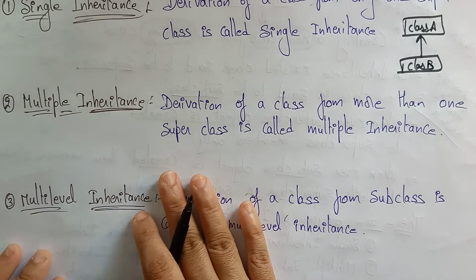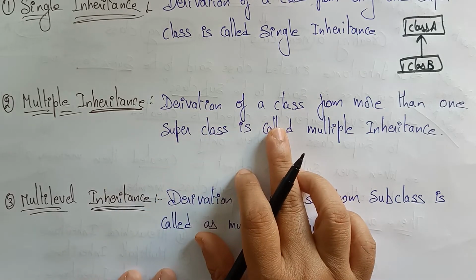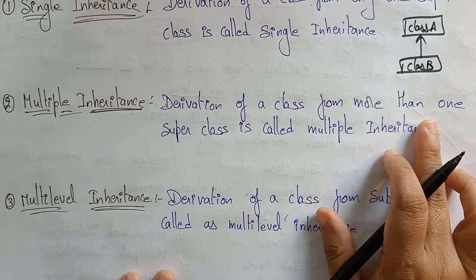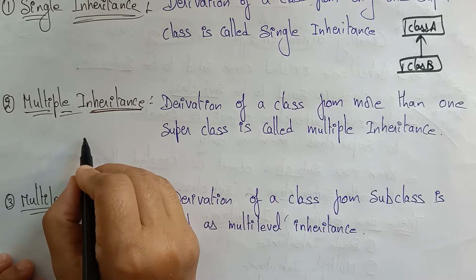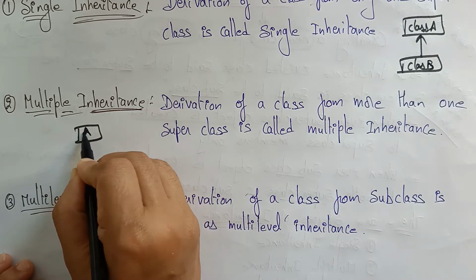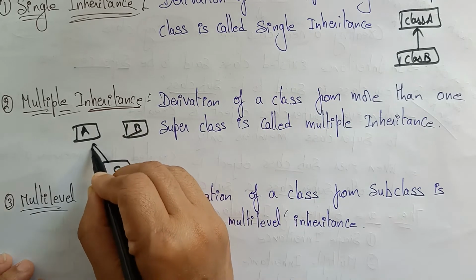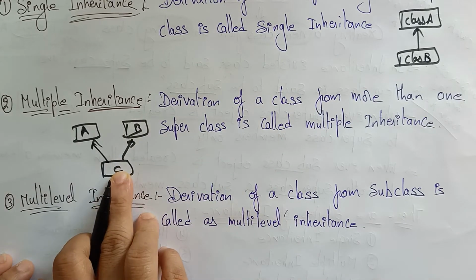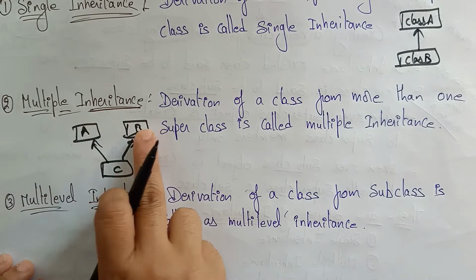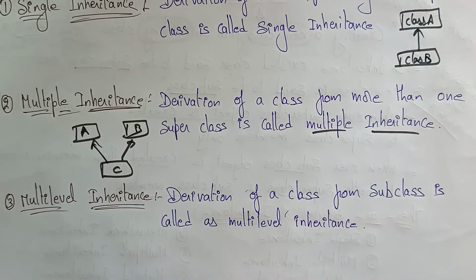Then what about multiple inheritance? Multiple inheritance means derivation of a class from more than one superclass. See here, more than one superclass. A class is there, B class is there, both are superclasses. So derivation of a class from more than one superclass, then you call it multiple inheritance.